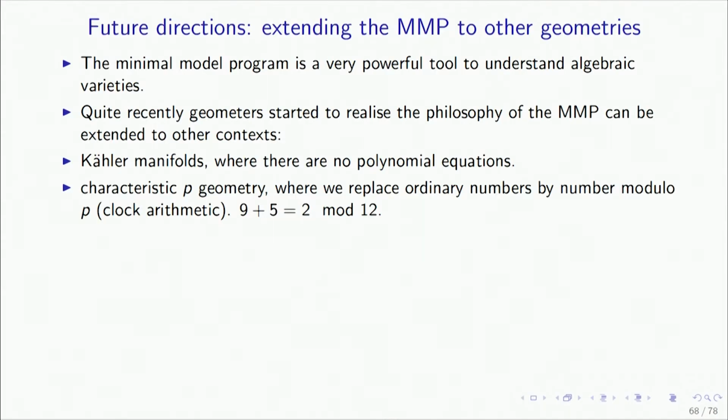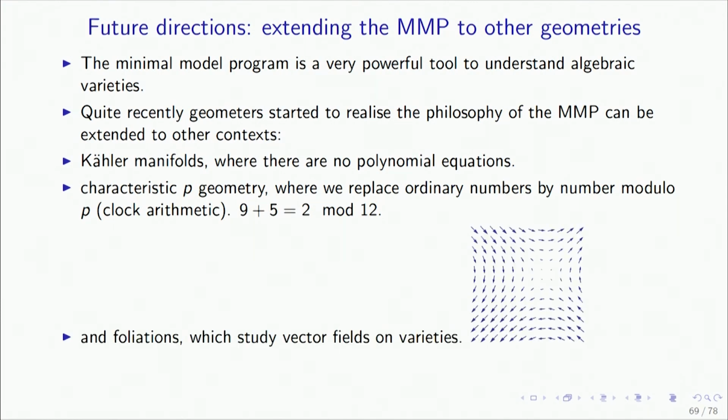And it's very surprising, but it seems that MMP, minimal model program by the way, works in this case. Another context is characteristic P geometry, which is even more surprising, where we replace ordinary numbers by numbers modulo a prime, called clock arithmetic. In clock arithmetic, 9 plus 5 is equal to 2 modulo 12, because if it's 9 o'clock and it's 5 hours later, it's 2 o'clock. That's very surprising again because obviously algebra changes very dramatically if you work modulo a finite prime, and so does the geometry.